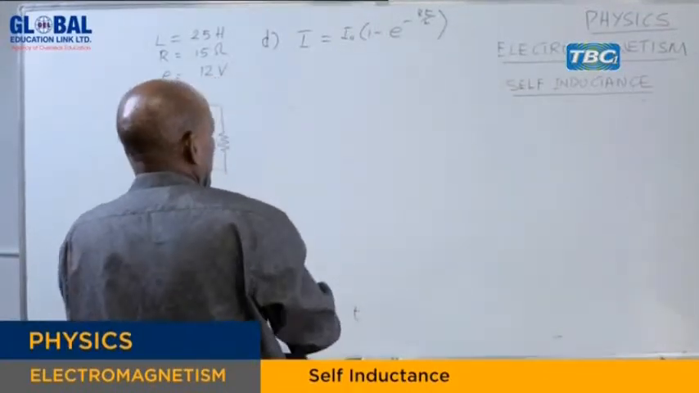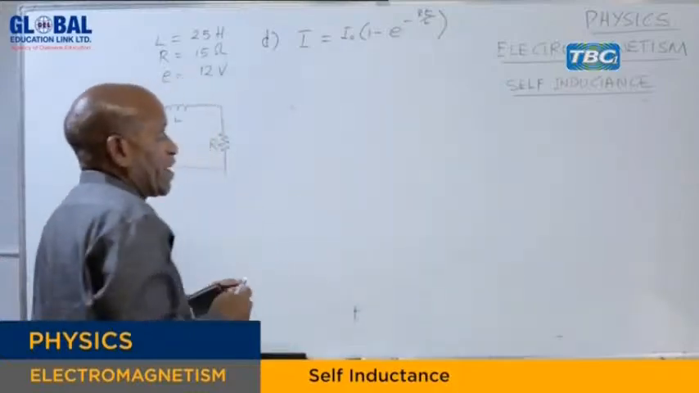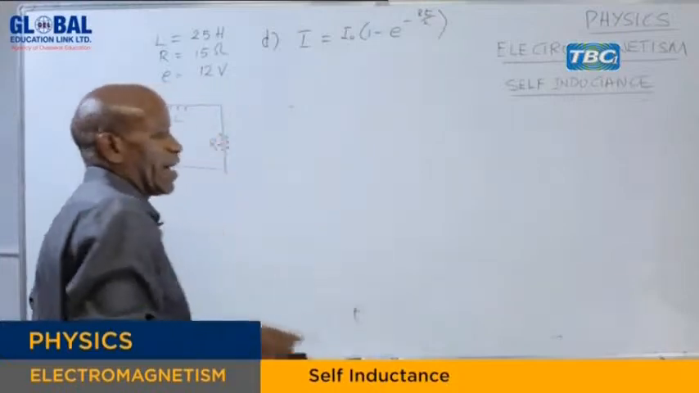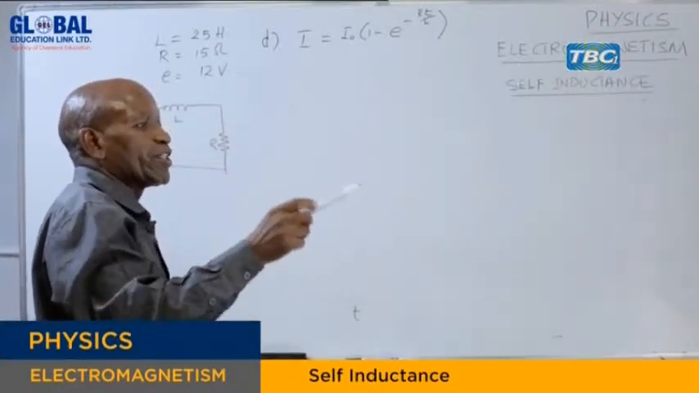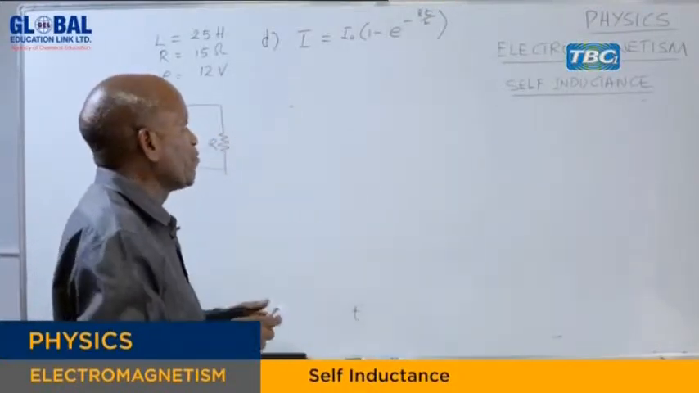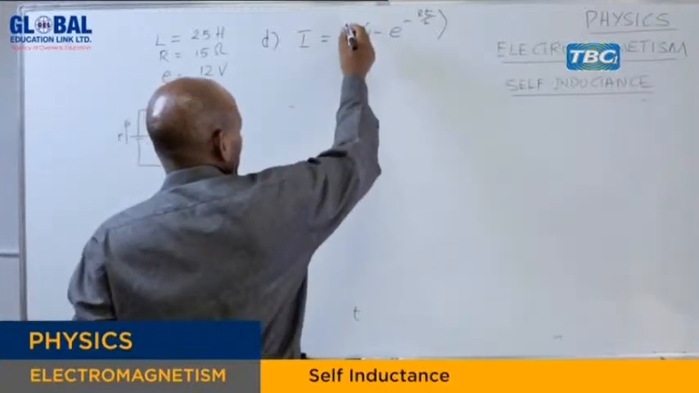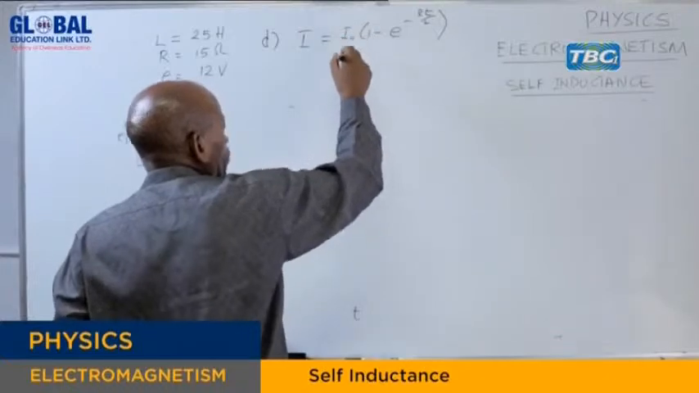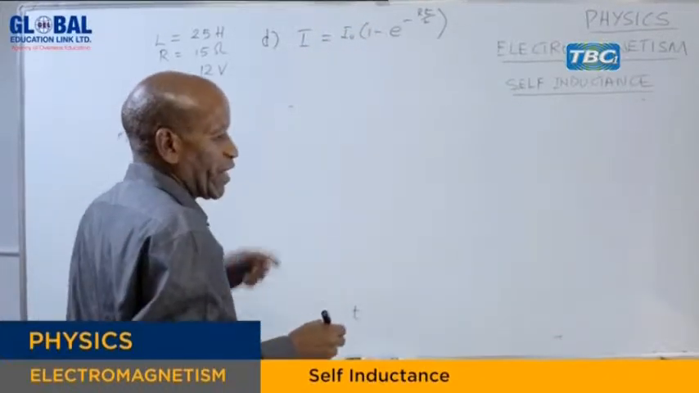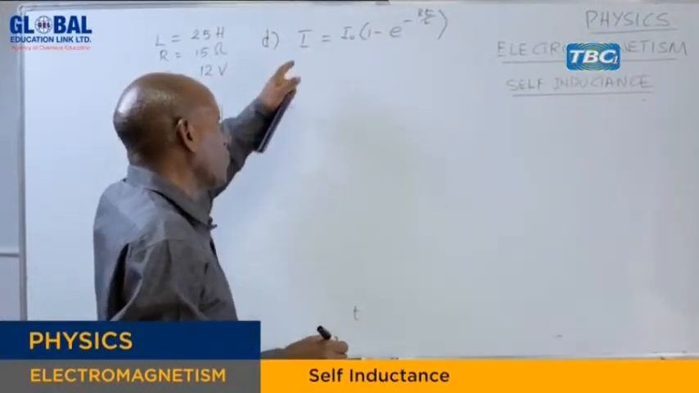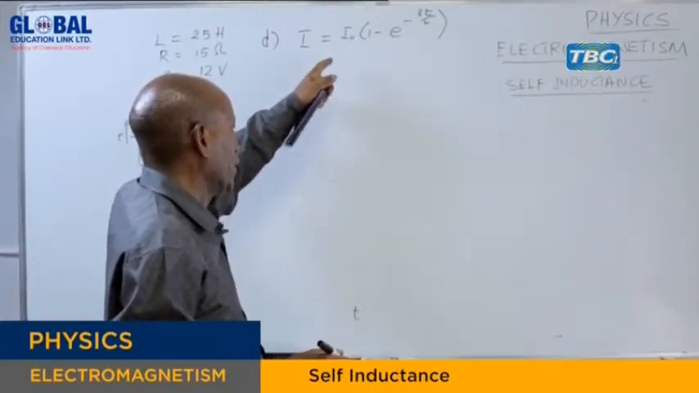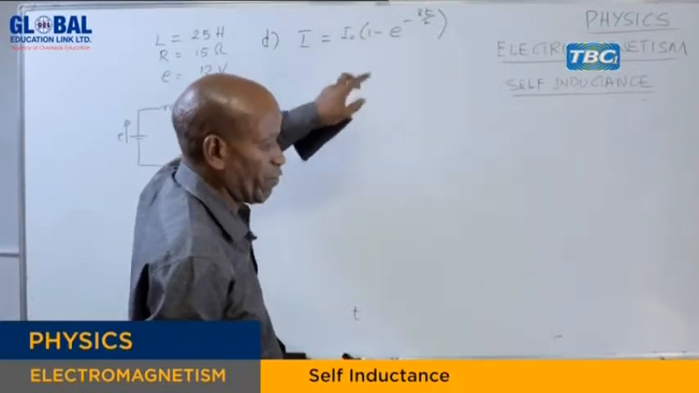From the given equation, you need to look for the particular time t at which the current will reach 1/2 of its equilibrium value. Here I naught is the equilibrium value, and the current should be equal to a half of that much.